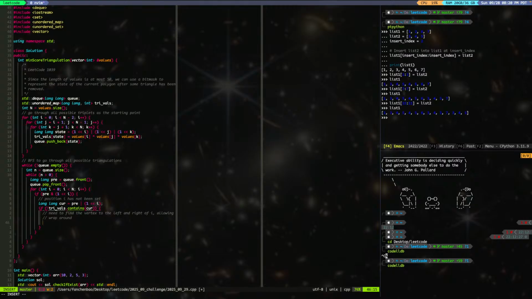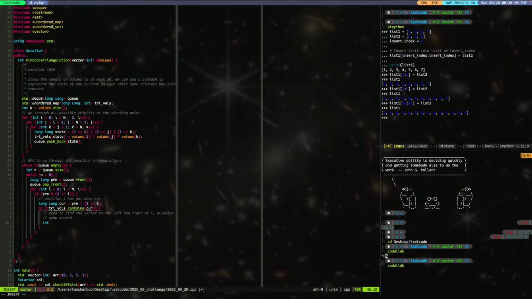So this is the pre, right? We have a pre. So we have to go through pre to find the first one that's smaller than I. Now, we should start from I, right? We go to the right and find the first one that we can get. And then we start from I, go to the left and wrap around, find the first one we can get. That's the left, that's the right.